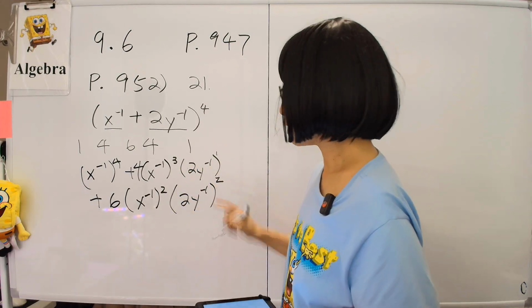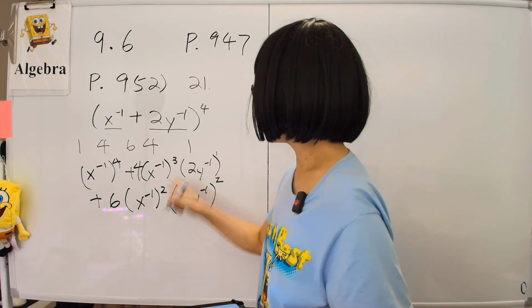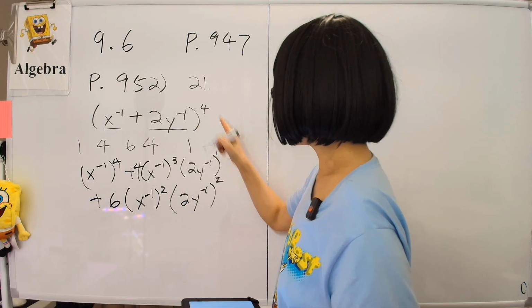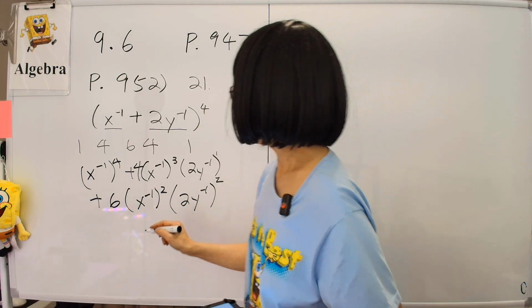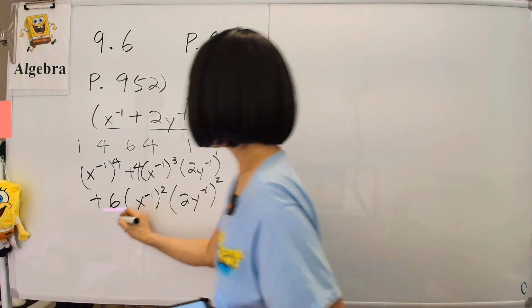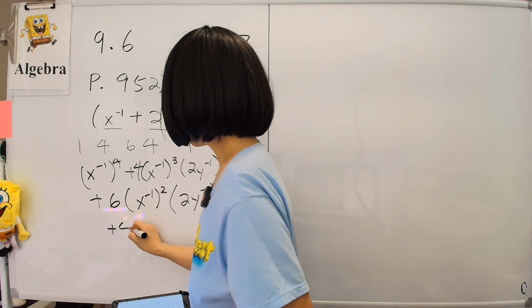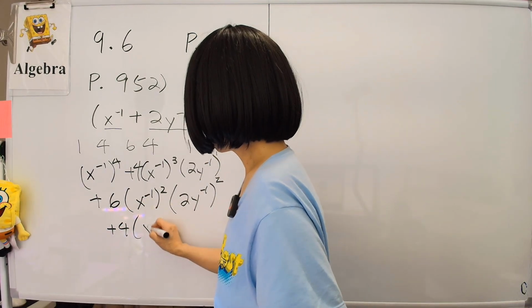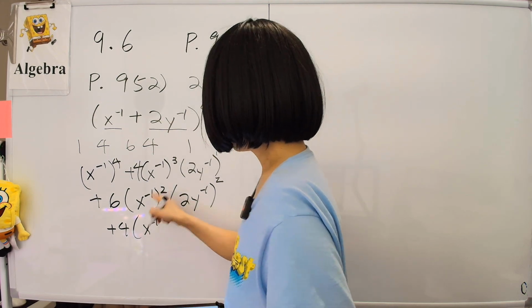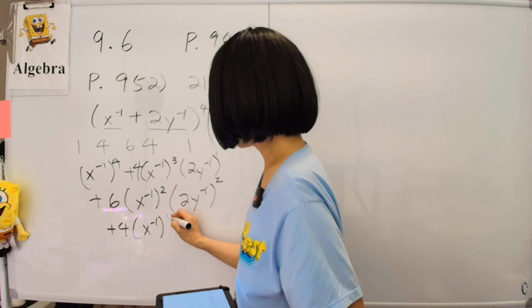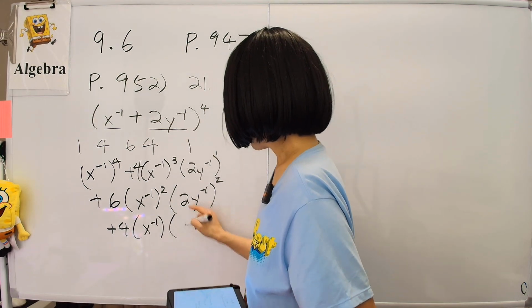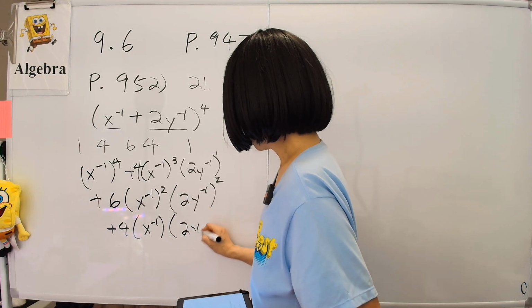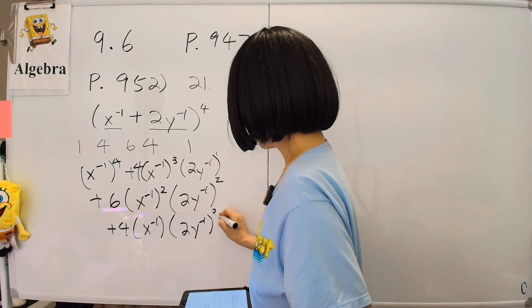So the total power stays at 4. They always equal the same as this power right here. And then 1, 4, 6, and then keep going, plus 4. And the first term continues to go down. This goes down to just 1 power. And this one goes up to 3, minus 1 to the power 3.